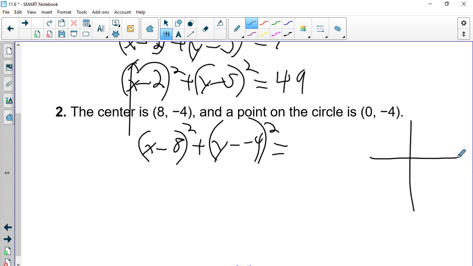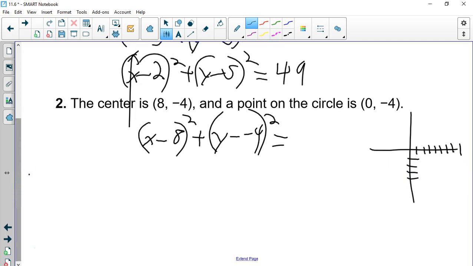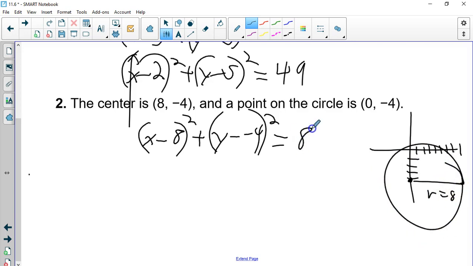We have a point at 8, -4. 1, 2, 3, 4, 5, 6, 7, 8. -1, -2, -3, -4. So we have a point that's, of course, underneath that blue bar there. So right about there. Let's just say there's the spot, 8, -4. Well, our point is at 0, -4, which means this right here. So no, we don't have to use the distance formula. We can just count and find out that the radius of this circle is 8. That's a horrible circle. But that's what it would be, 8. So this is going to be 8 squared.